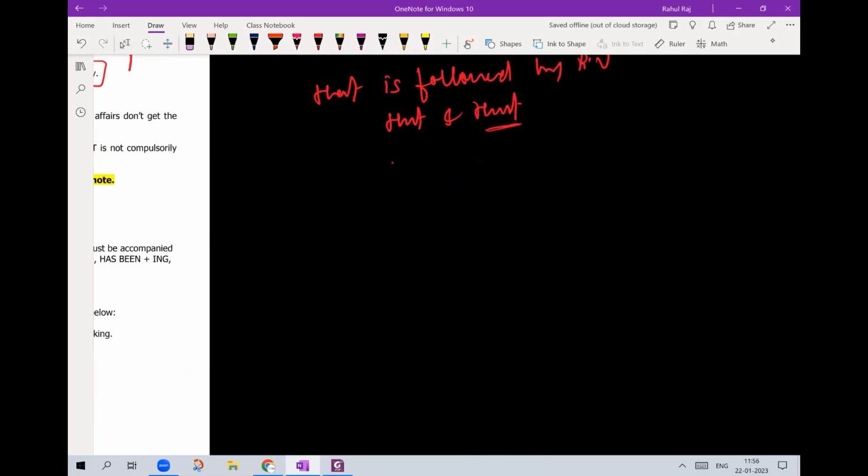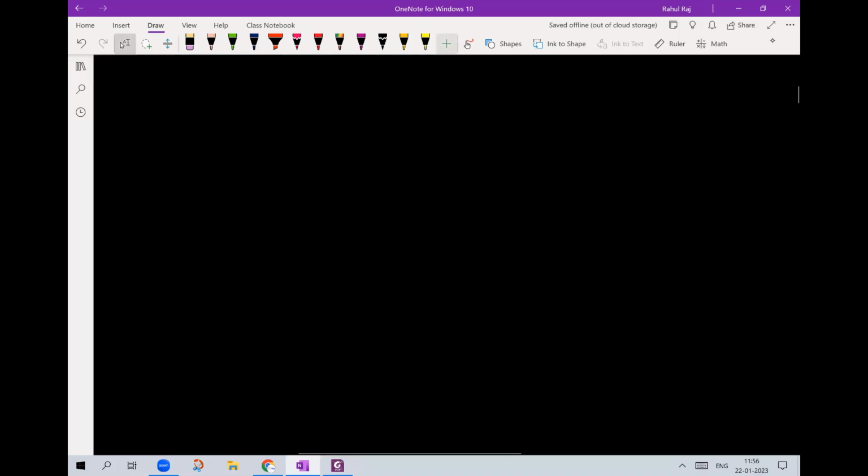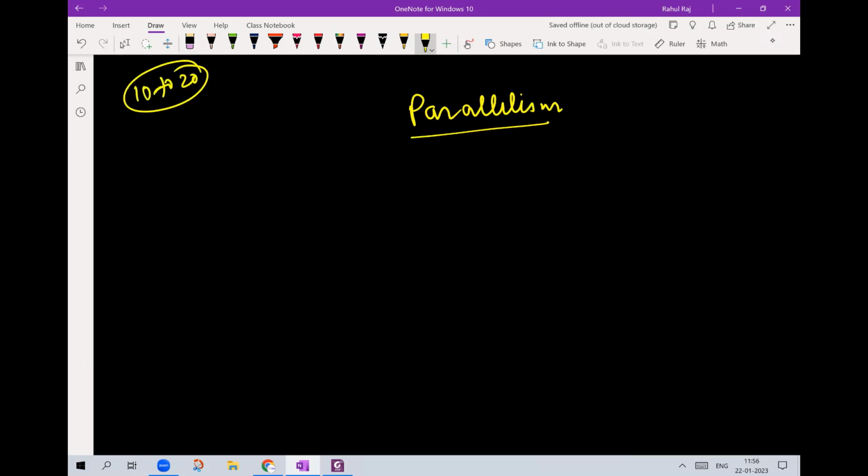So we'll do this last topic and then we'll stop. I don't want you to get confused. So now comes parallelism, guys, which is extremely important. I'm telling you one thing with a sure guarantee. If you have complete command over question number 10 to 20, then out of 12 questions of sentence correction, 9 questions will be done just from question number 10 to 20. I promise this, I can guarantee it.